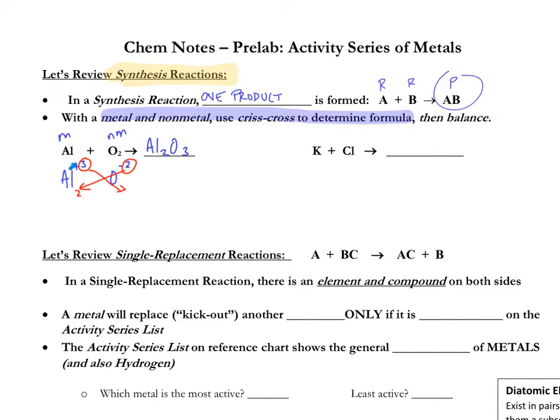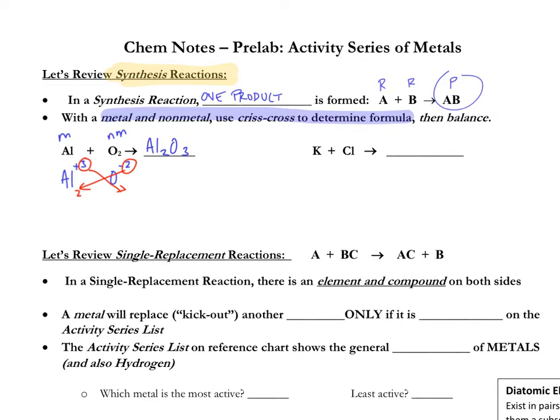Well, let's see here. Here I've got one aluminum. Here I've got two aluminum. So I know something is not right here. I've got 2 oxygens here and 3 oxygens on this side. So you can use the box method if you would like. We can go ahead and do that.